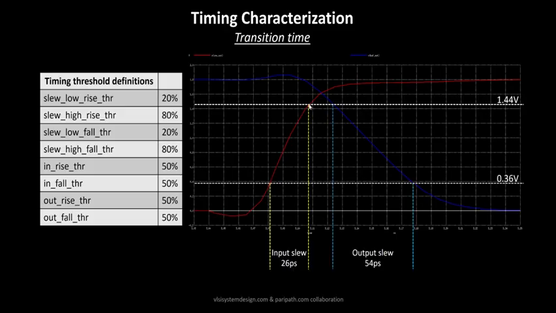The input slew comes to about 26 picoseconds, from this point to this point, you just subtract it. Your output slew comes to about 54 picoseconds, which is again high minus low. It always has to be high minus low. It can't be the other way around. So that brings us to an end of the timing characterization for the transition time.